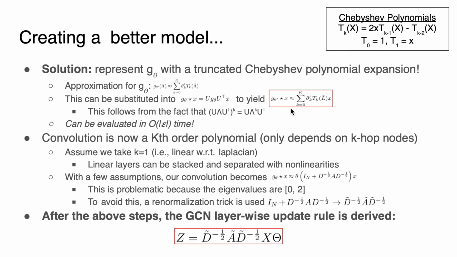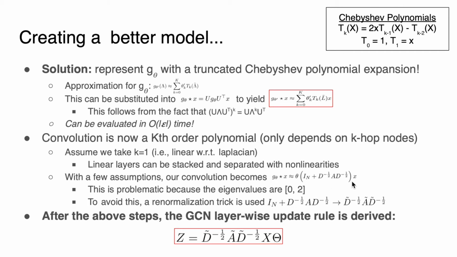However, this simplified approximation still does not give us a forward propagation rule that we've seen before. To do this, the authors assume that we take k is equal to 1. So we assume a polynomial approximation that is linear with respect to the Laplacian. And this actually ends up not being an issue because we can stack these linear layers and separate them with nonlinearities to create a richer class of functions. So with a few assumptions to this linear approximation to our spectral graph convolution, we can simplify our previously shown expression into the one seen here.